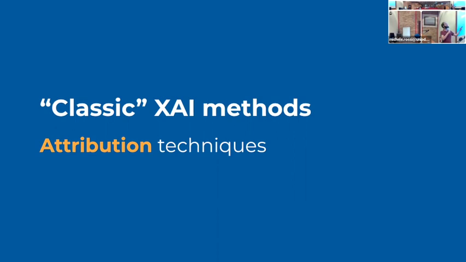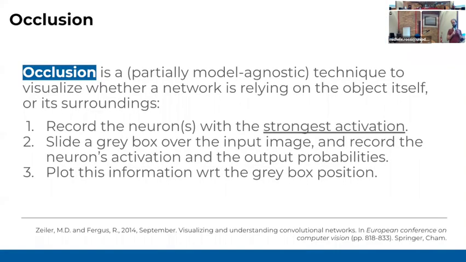And they're called attribution techniques. Attribution techniques means that we want to attribute a certain relevance to every element in my input. In an image, they will be pixels. In a graph, they will be edges and features. And I'm calling them classic because, when people talk about explainable AI, those are the methods they think of.